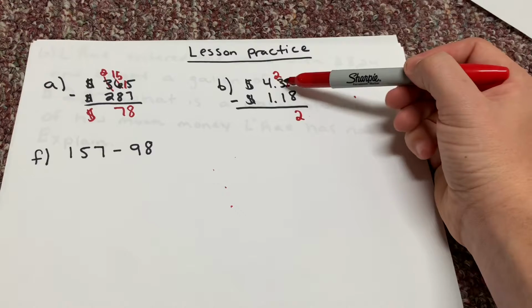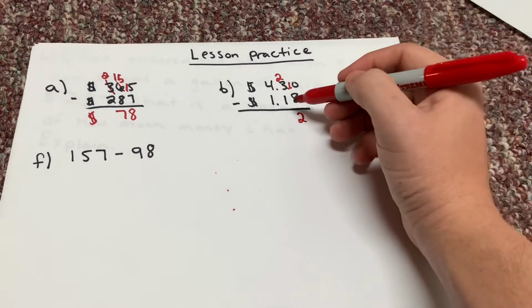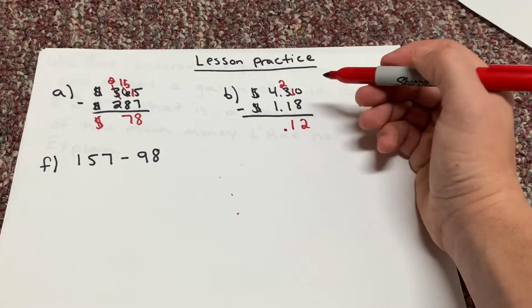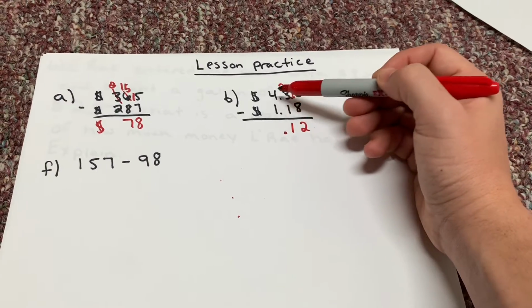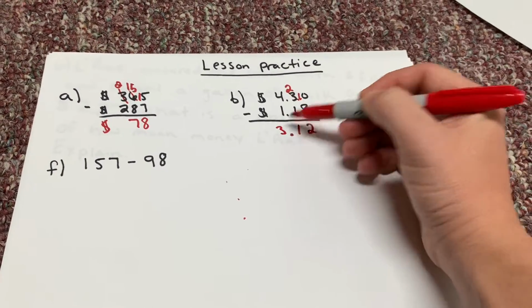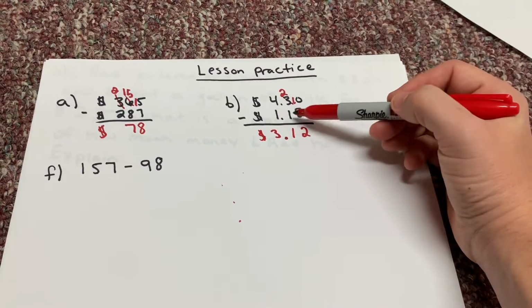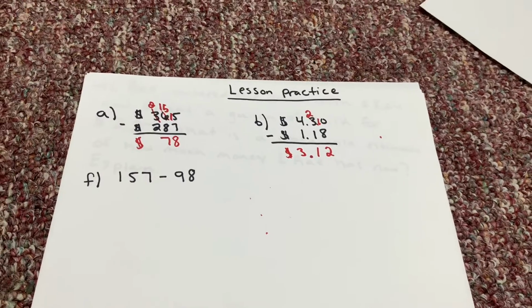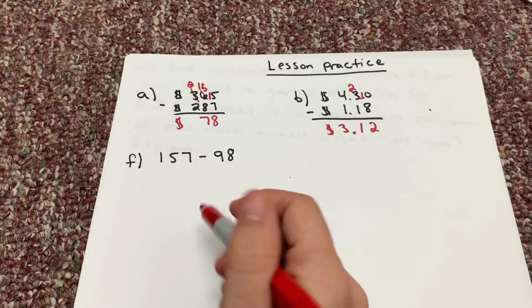Then I go ahead to my next column. I have 2 and 1, so I'm subtracting 1 from 2, which gives me 1. And then I go to my last column. I have 4 and 1. Well, I'm taking 1 from 4, which gives me 3. So the difference of $4.30 minus $1.18 is $3.12. Let's look at this other example here.